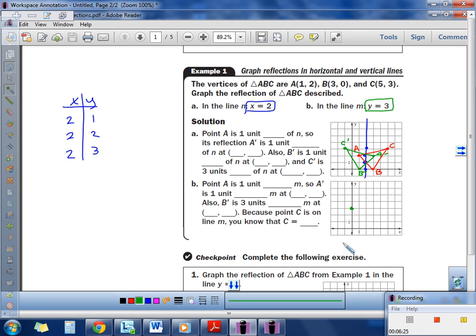What do you all think? Is it going to be a horizontal or a vertical line? Well, if it was a vertical line, what would they have called that? The y-axis. Did they say flip over the y-axis though? Nope. So it's got to be a horizontal line then.